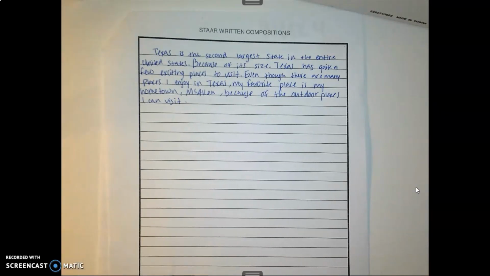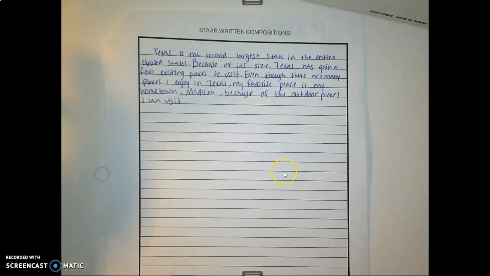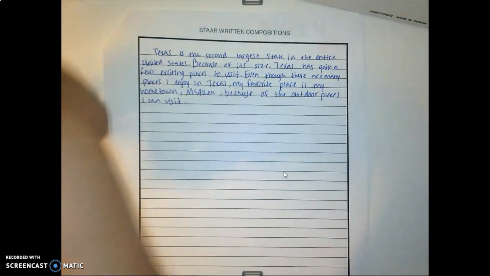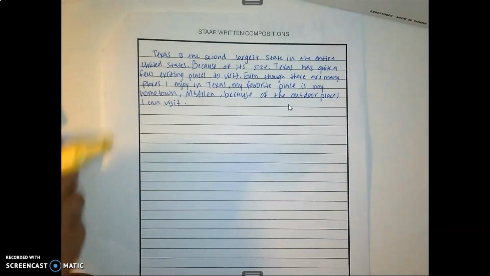All right, so let's get into the introduction checklist. We're looking for hook, details and information, central idea or restate the prompt, and stating the reasons briefly. Now let's see if I had those things. Let me get my highlighters out. Okay, let's look for the hook. Where does the hook usually take place? Where can we find it?